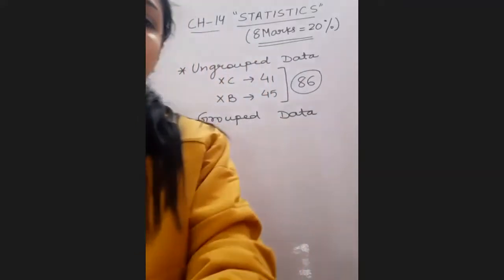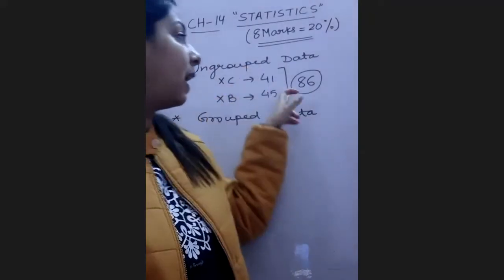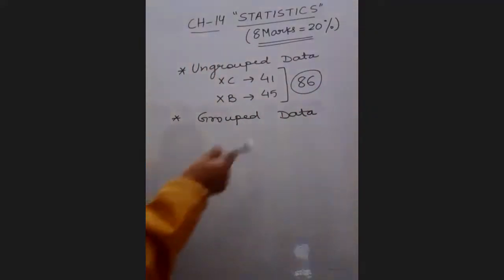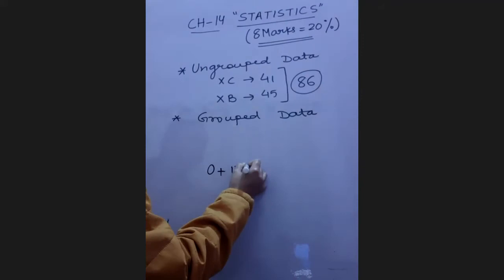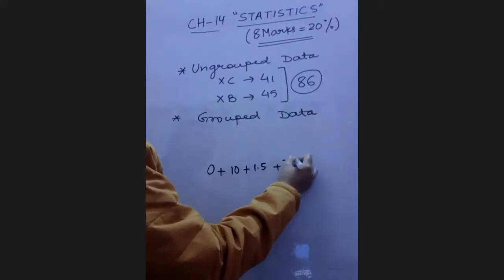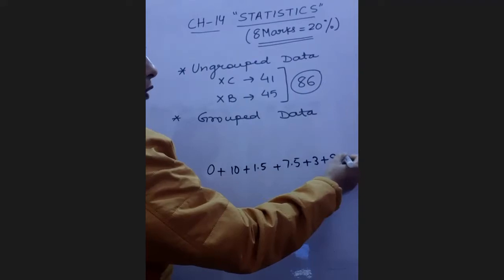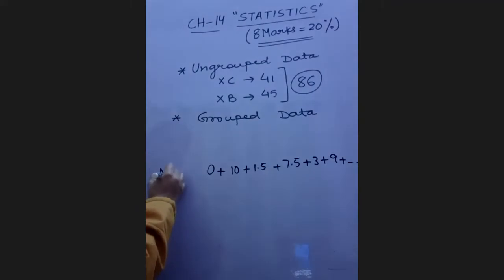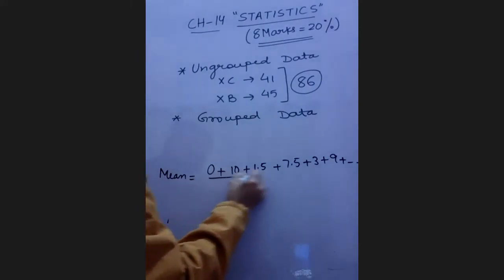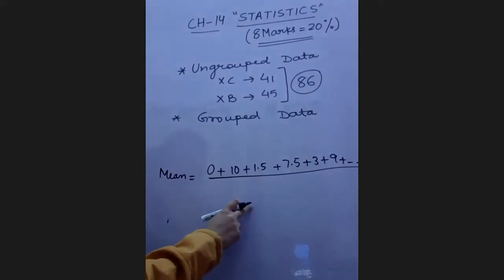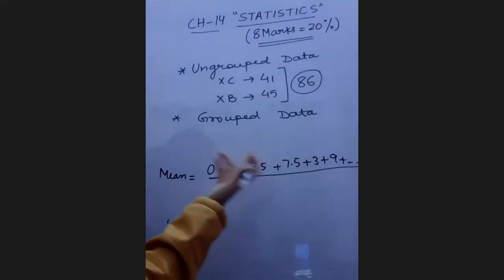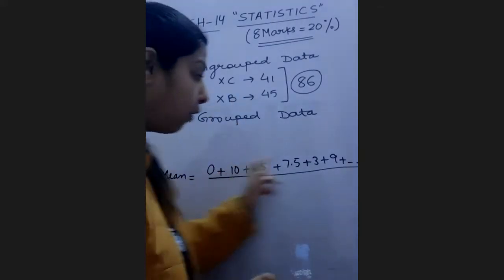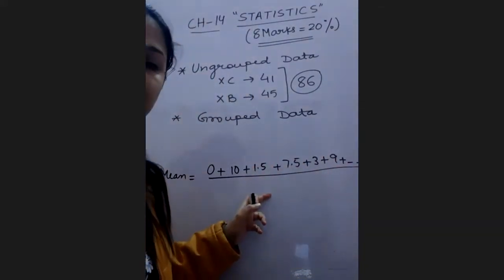Okay. So one way is, if I'm talking of ungrouped data, I have to take care of all 86 marks. Somebody scored 0, somebody scored 10, 1.5, 7.5, 3, 9, whatever is the individual score. I will be noting down the individual score of all to find the mean. We'll add them up and I need to then divide the score by what number? The number of scores you have taken. Number of students. Sum of all the observations divided by total number of observations.